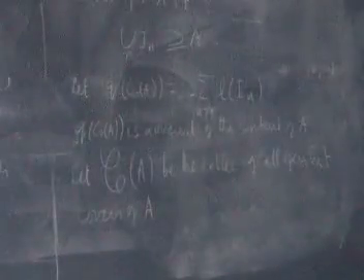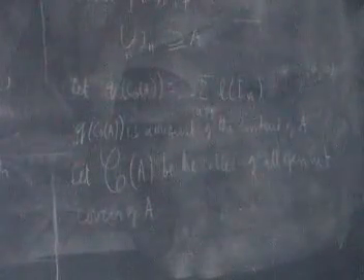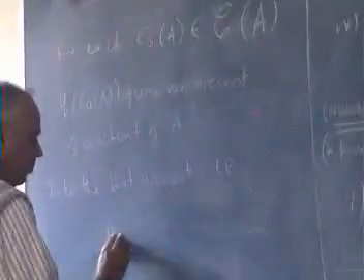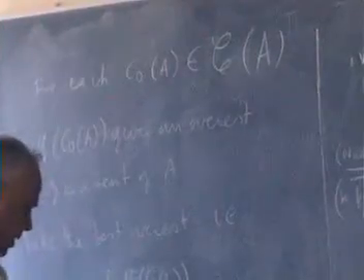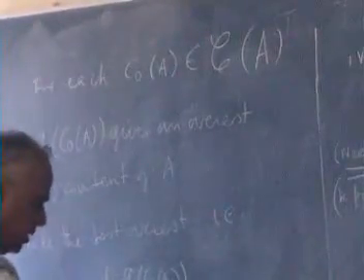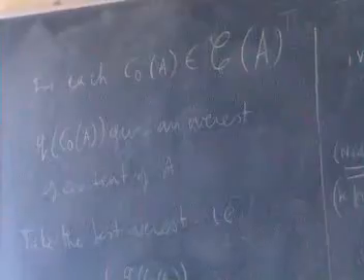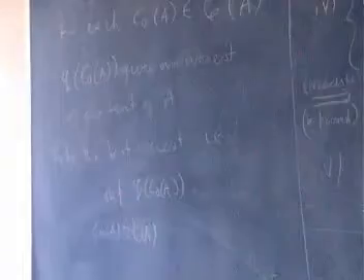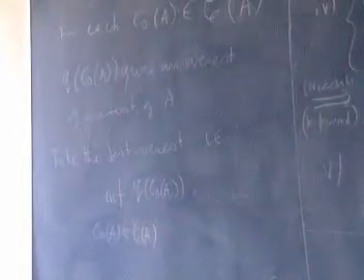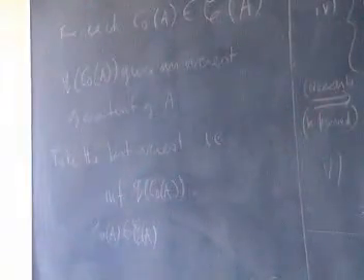Take the best overestimate. That is the infimum of Q C naught A when C naught A varies over CA. I put C0 but anyway, CA would have been enough. Okay, so we take the best overestimate. Is that clear? Any question about this step?